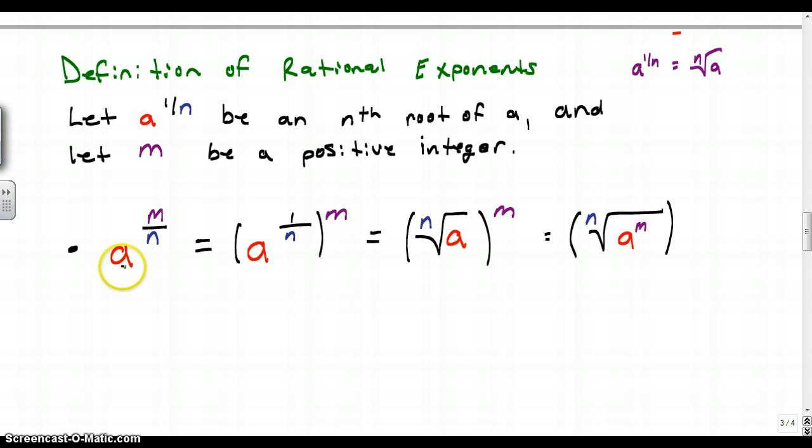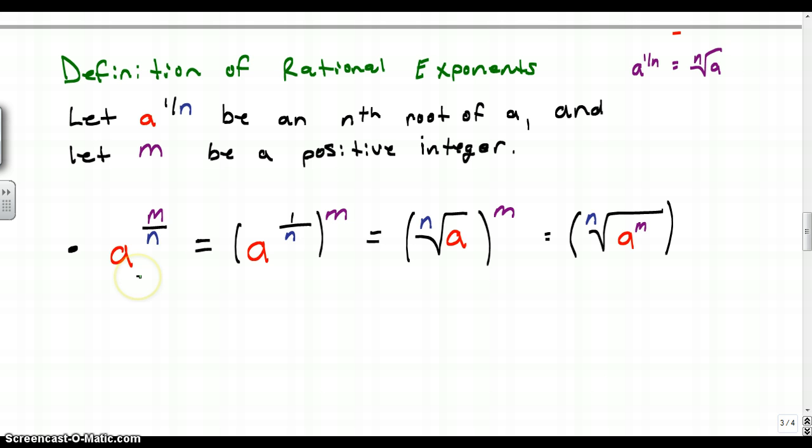So here I have a to the m over n power. This is just my fraction. I could write p over q if I wanted to instead of m over n, since that's what we're used to seeing as rational numbers. But just to denote the difference, we use different variables. It doesn't matter. The variables can mean whatever you want.